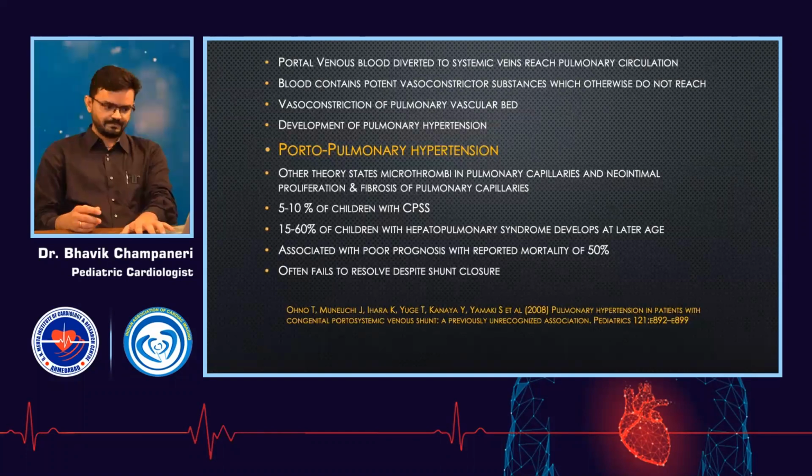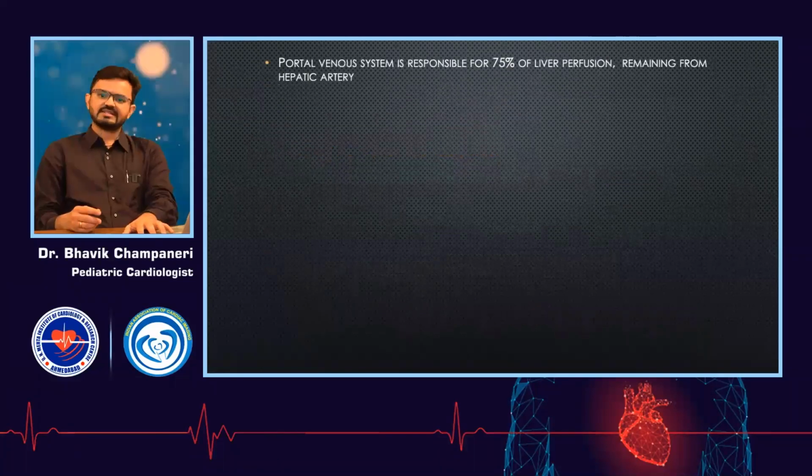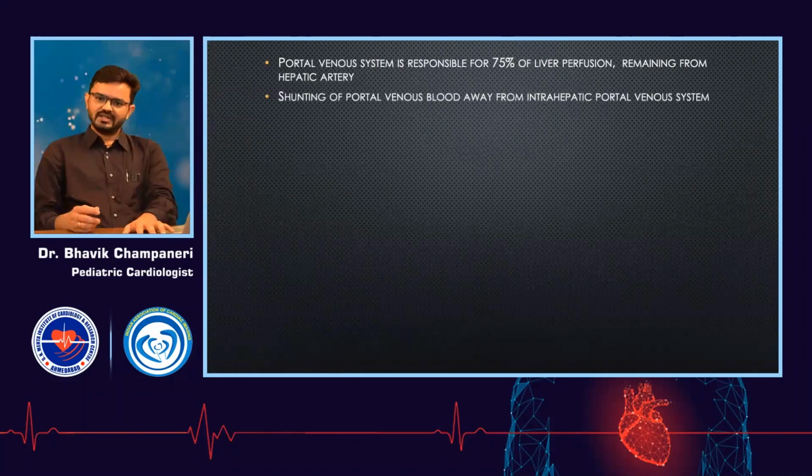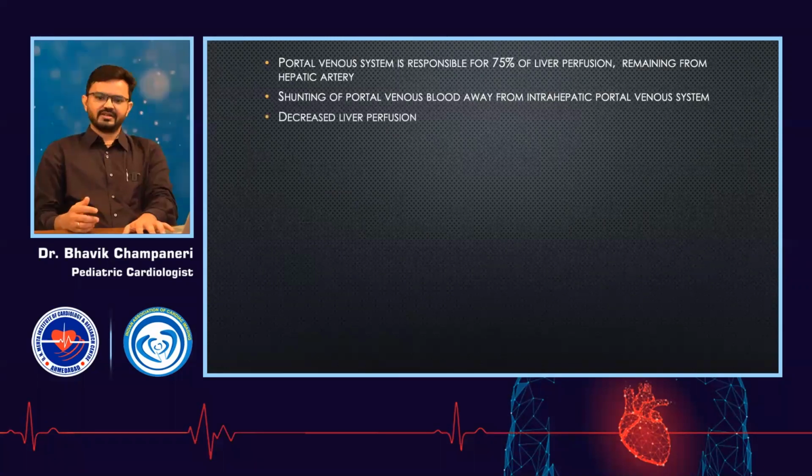Coming to the next presentation, the portal venous system is responsible for 75% of liver perfusion. The remaining perfusion of the liver is from hepatic arteries. Shunting of portal venous blood into systemic vein in patients with congenital portosystemic shunt will lead to a compensatory increase in hepatic arterial flow into hypoperfused segments of the liver.